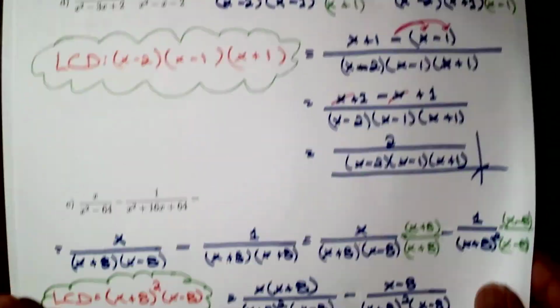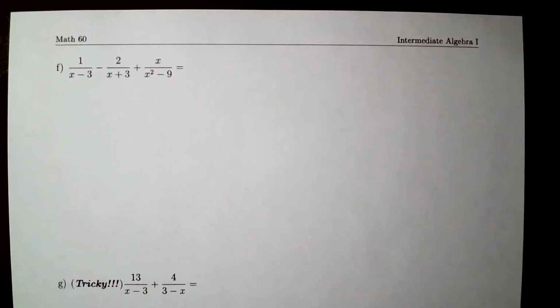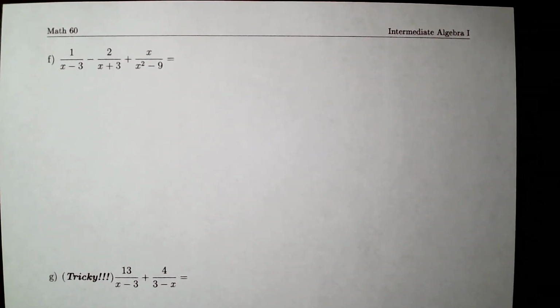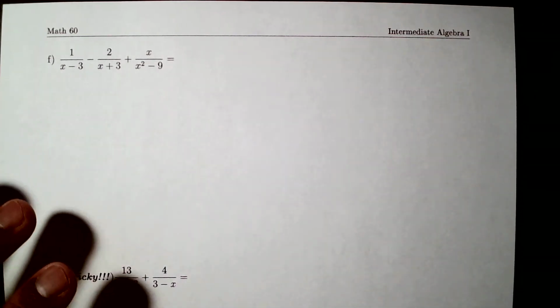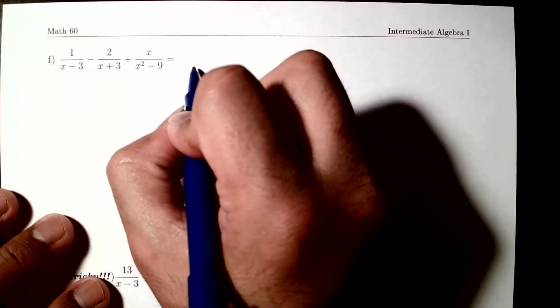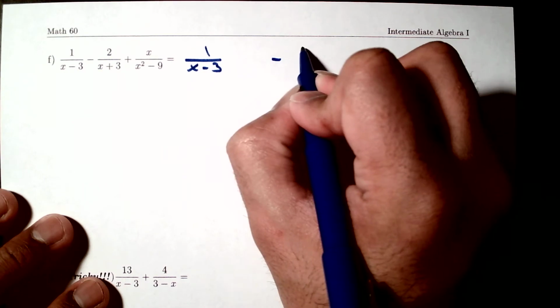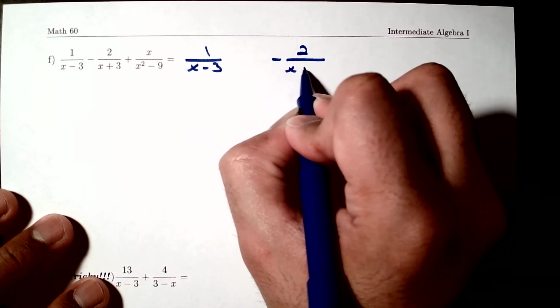Alright, let's do one more. Let's look at the very last page. Alright, so now we have one with 3 fractions. So this is what we do. I'm going to rewrite the whole thing to leave space for missing factors. X minus 3 under 1 minus 2 over x plus 3.